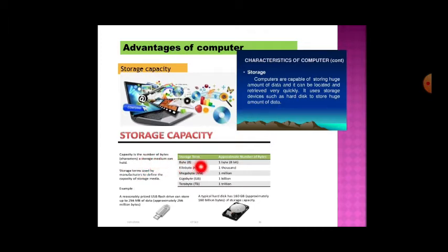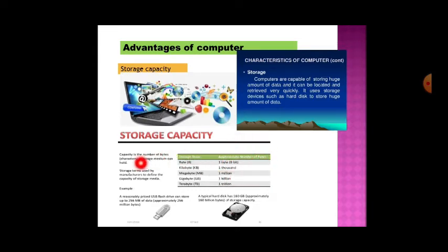I've given here the storage term and the approximate number of bytes. Byte: 1 byte is equal to 8 bits. Kilobyte is KB, 1000 bytes. Megabyte is 1 million. 1 gigabyte is 1 billion. Then terabyte is 1 trillion. So you will have an idea what a byte is and what a kilobyte is. KB, MB, then GB, when they tell you 16 GB, 32 GB, or 12 MB, 120 MB, you'll get the idea what it is.